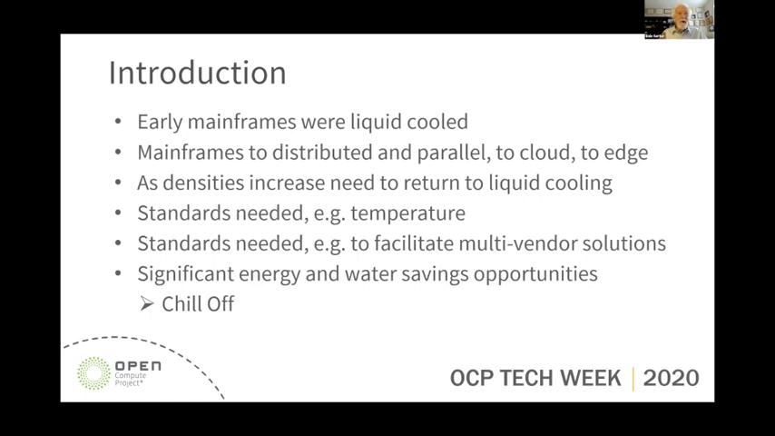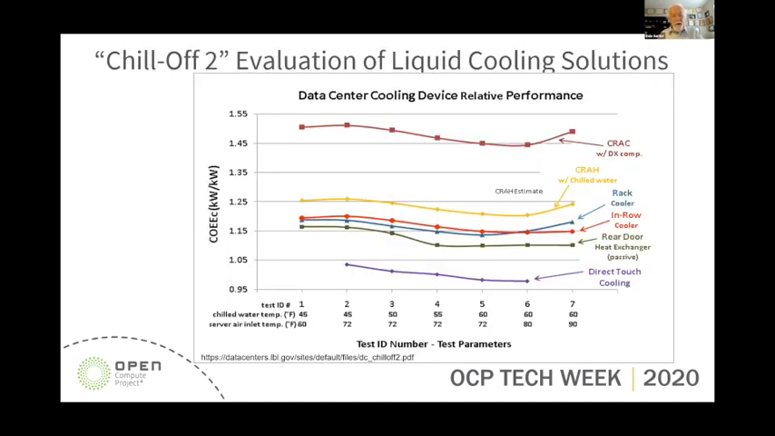It started with the chill off, where we compared a number of liquid cooling solutions at that time. And what we found was the closer the liquid gets to the load or the heat, the more efficient the system is. Just for reference purposes, we put in a CRAC efficiency here, and the lower on this graph, the better. This is kilowatt per kilowatt. And as you can see, there's a significant improvement just going from a CRAC unit to a CRAH unit.